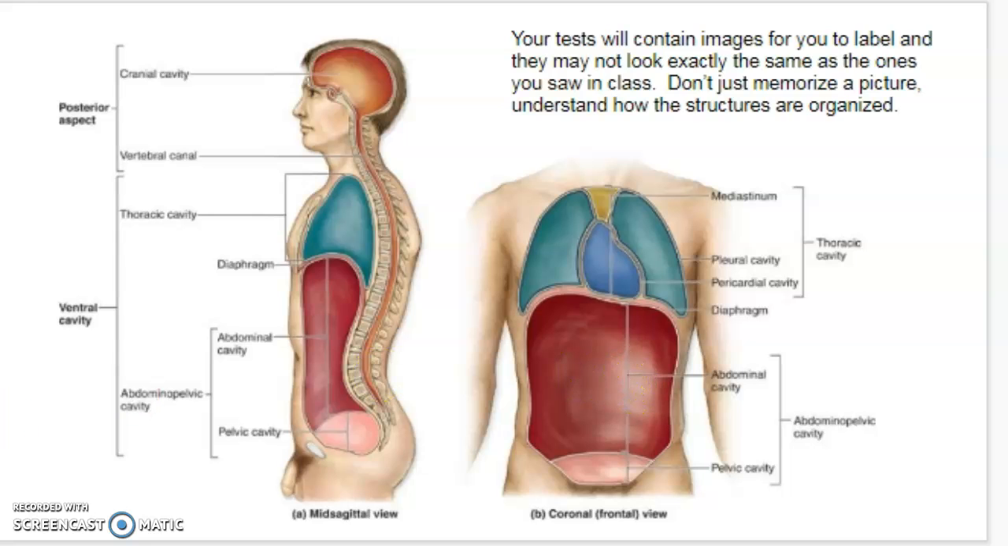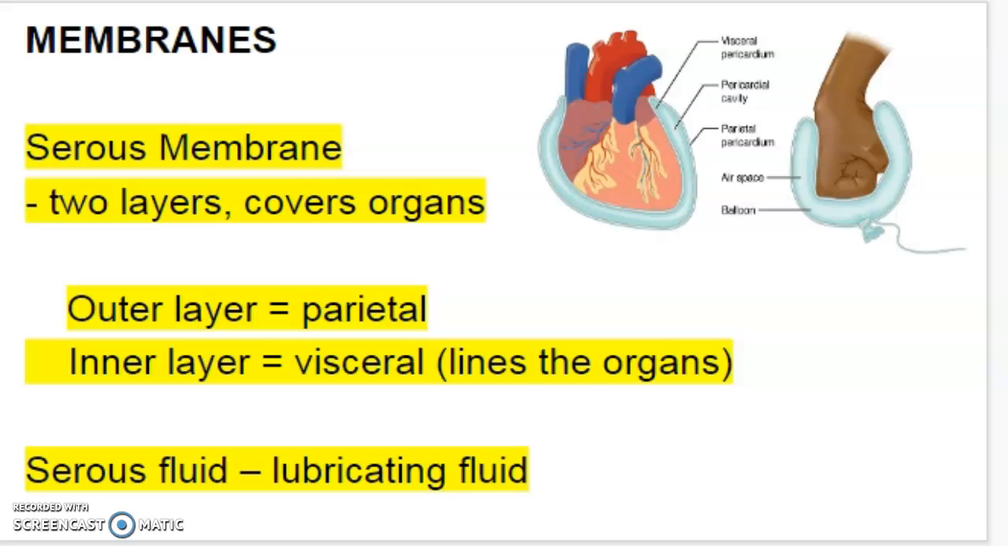Now, all cavities have membranes, and we call them serous membranes. A serous membrane is two layers, and in the middle it has this serous fluid, which is there to lubricate and prevent friction from taking place. Your outer layer is going to be your parietal. The inner layer that is actually touching the organs is going to be your visceral, because it lines the organs.